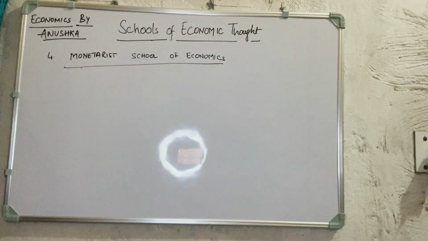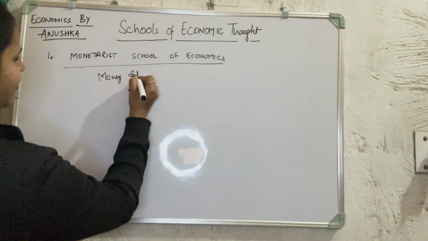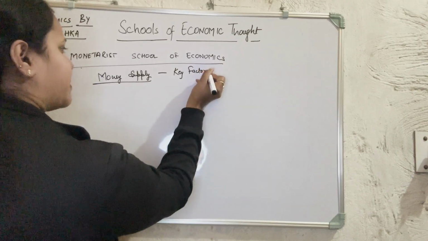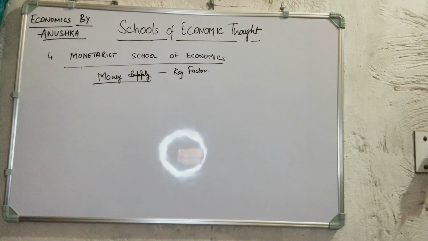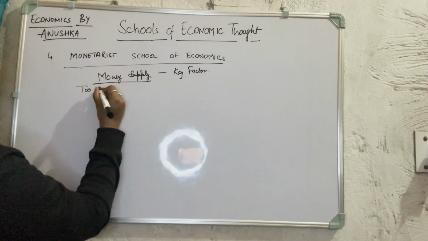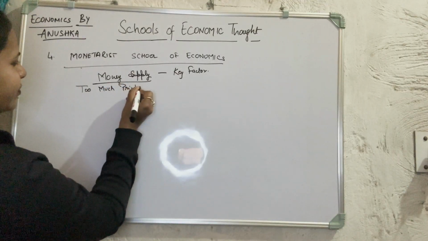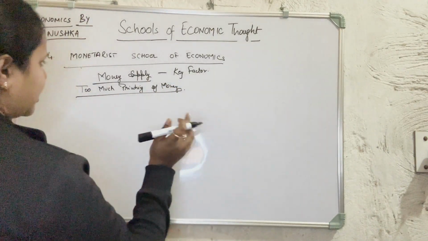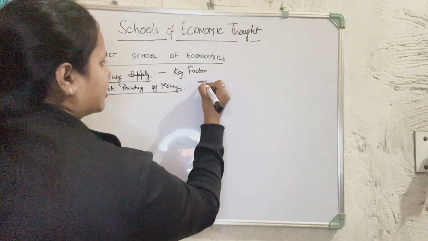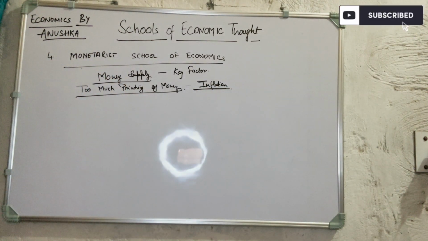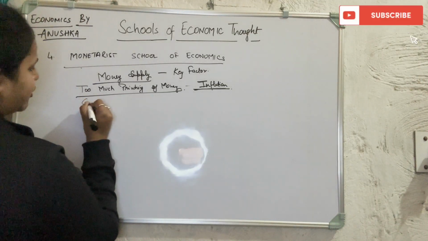Monetarist school of economics, they believe that money supply is the key factor in controlling our economy's stability. They said that money supply should be the key factor in controlling our country's economic stability, and too much printing of money causes inflation. So the word inflation came into light here. Too much printing of money leads to inflation, and they were supporters of government intervention.